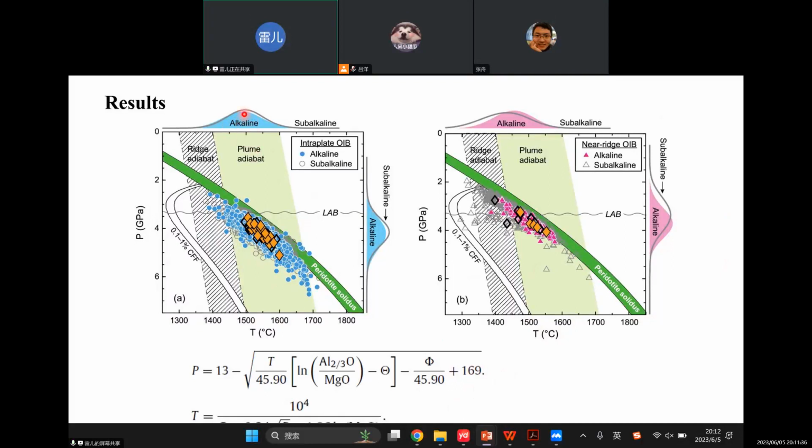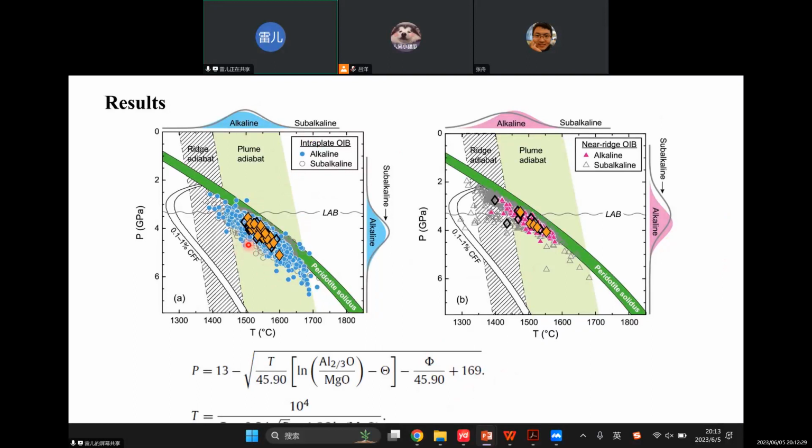Okay, the blue area and the pink area also represent the alkaline temperature and the pressure distribution, and the solid line also represents the subalkaline result, this temperature and pressure distribution. And we can see those two parts almost overlap. So the result is that the alkaline or the subalkaline result, they have the same temperature and pressure.